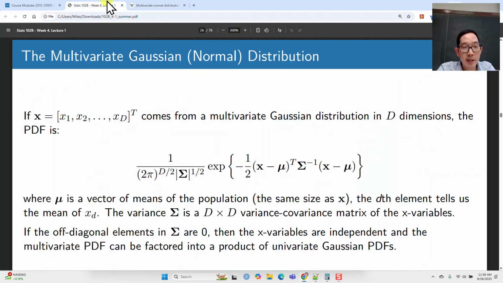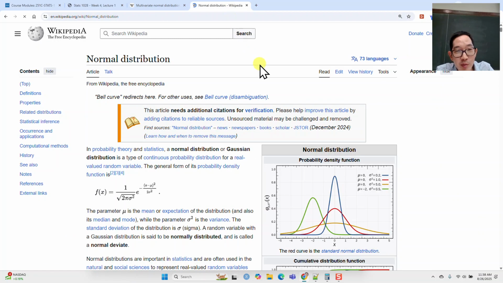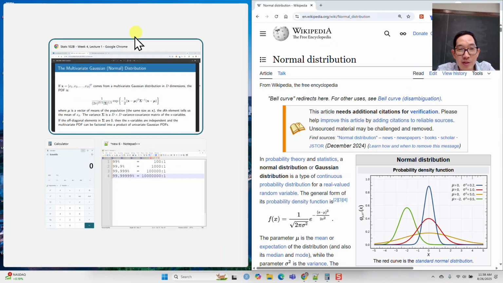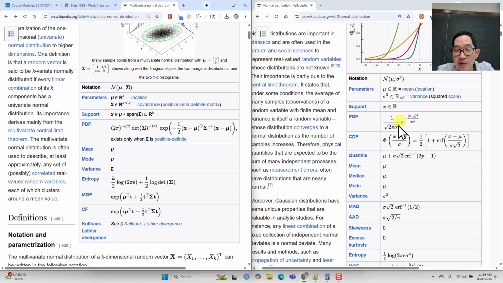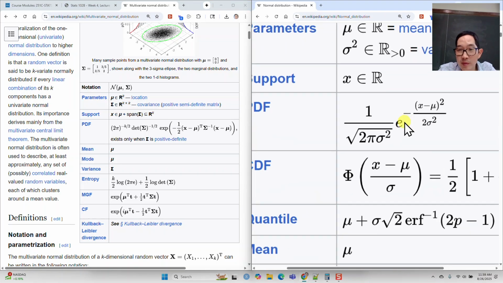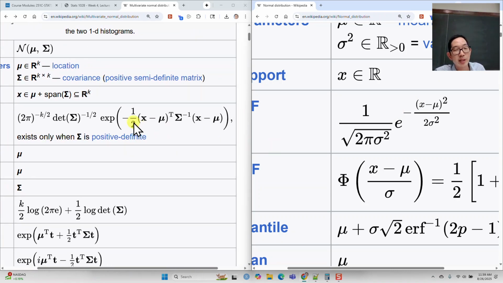If I look up the normal distribution, the PDF of the normal distribution is this, and the PDF of the multivariate normal distribution is pretty much the same thing, but just a multivariate generalization of it. So here's the PDF of the normal, and if you look at the PDF of the multivariate normal, you have the same kind of components. You still have the 2 pi in there, okay?